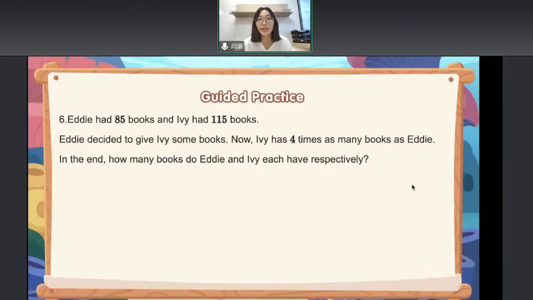Okay, now let's practice more. Eddie had 85 books and Abby had 115 books. Eddie decided to give Abby some books. Okay, again, Eddie decided to give Abby some books. So what type of question is it? Yes, internal transfer. Now, Abby has 4 times as many books as Eddie. Read this sentence again. That is, Eddie should be 1 unit. In the end, how many books do Eddie and Abby each have respectively?